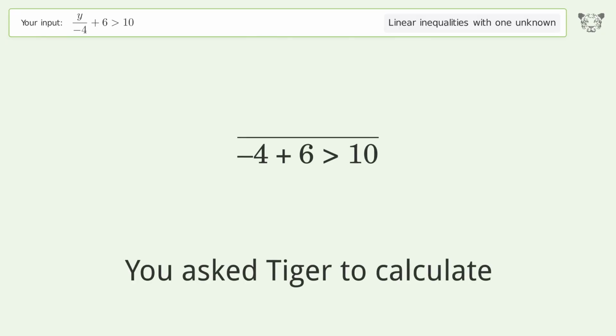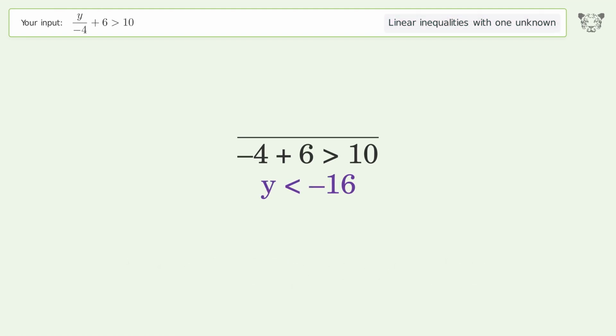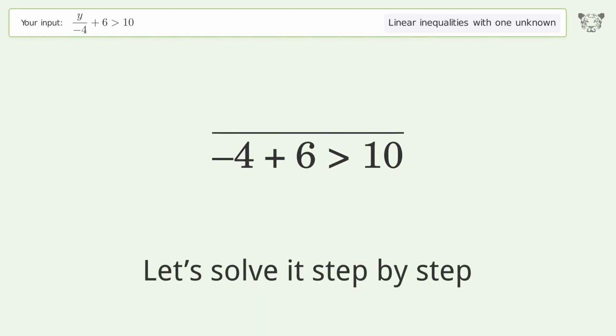You ask Tiger to calculate. This deals with linear inequalities with one unknown. The final result is y smaller than -16. Let's solve it step by step.